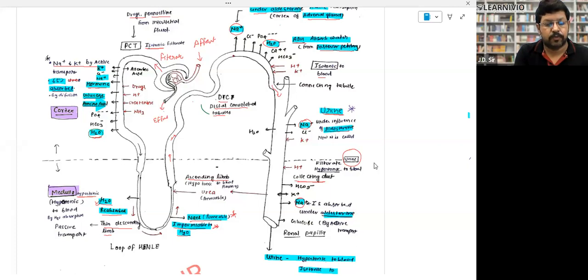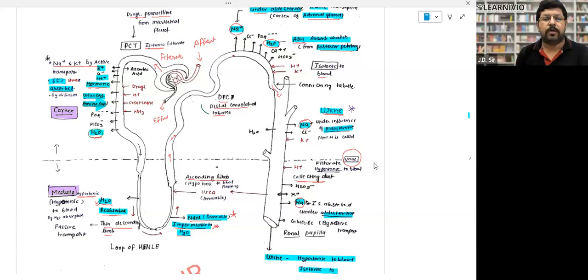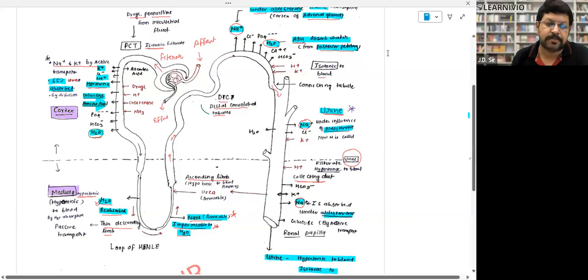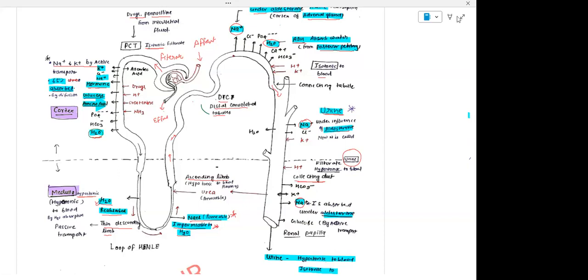Rabia and Asha, both of you. No, sir, no doubt. Okay, fine. So I hope you have taken the screenshot and you will draw it after the class. Yes, because you won't find this diagram in the book. That is for sure.